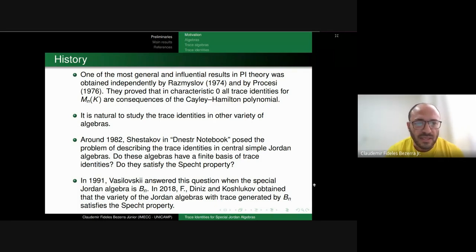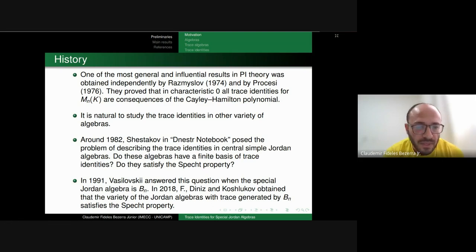Around 1982, Shestakov, in the Dniester Notebook, proposed the following problem about central simple Jordan algebras. Do these algebras have a finite basis of trace identities? Another question can be this: do they satisfy the expected property?